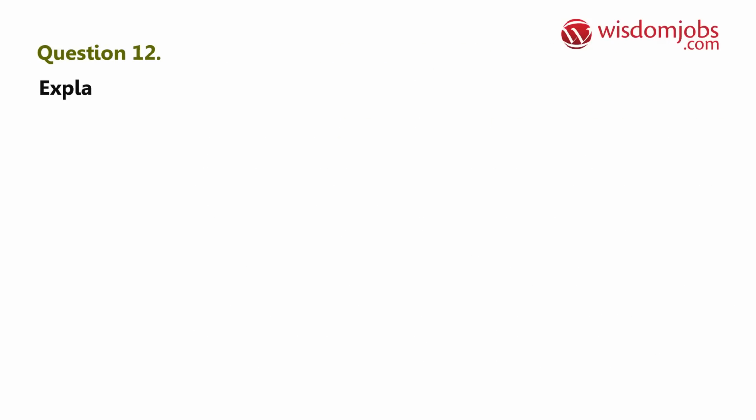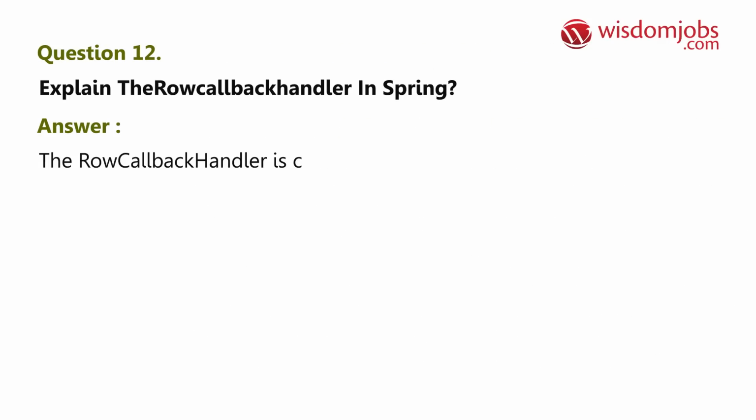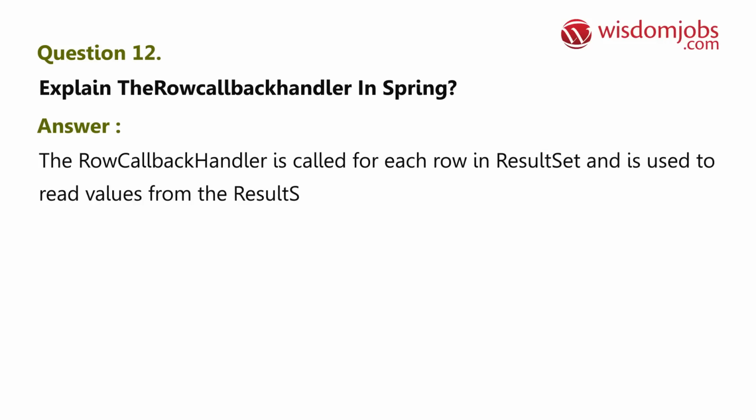Question 12. Explain the row callback handler in Spring. Answer. The row callback handler is called for each row in the result set and is used to read values from the result set.